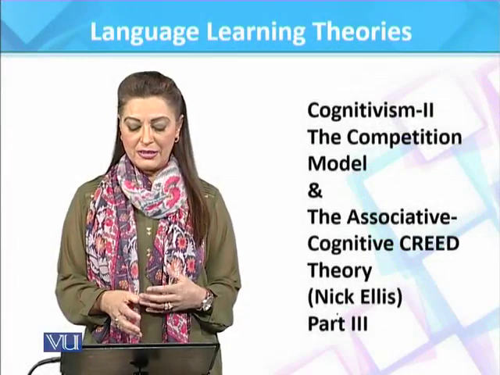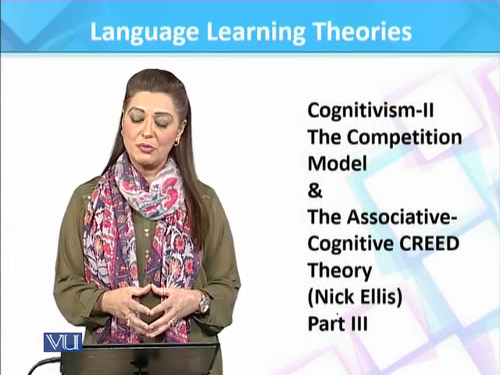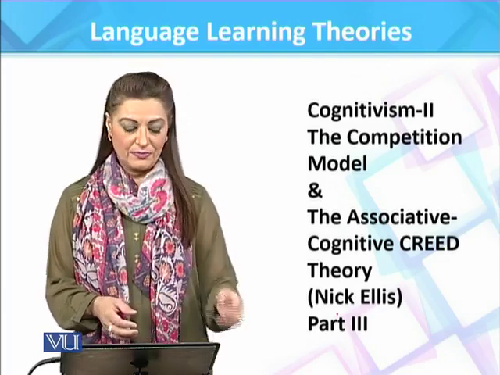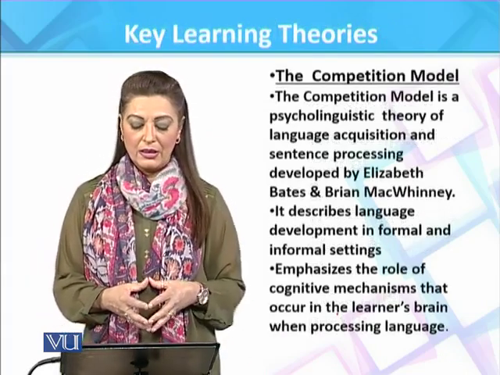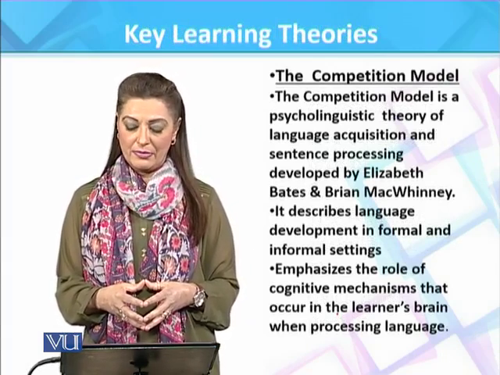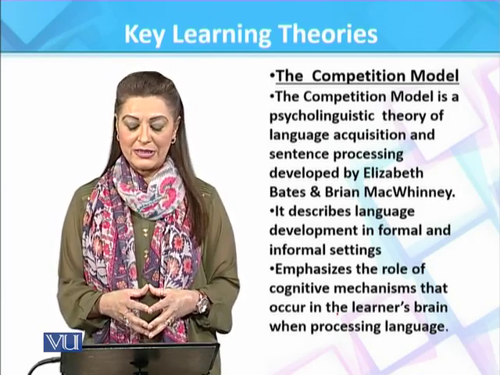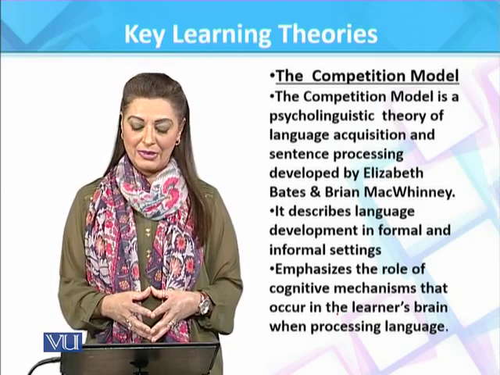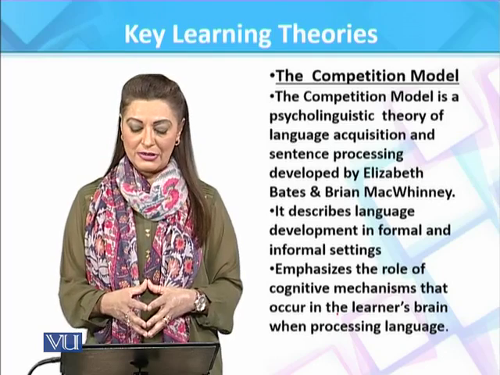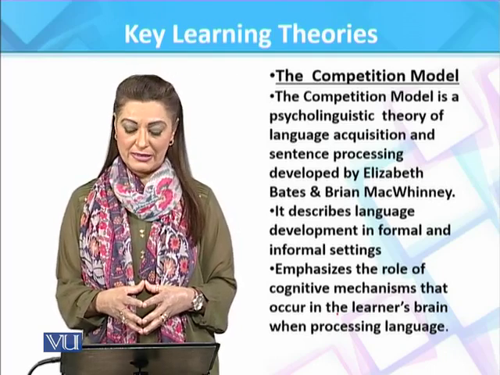Now we are going to discuss the third part of cognitivism, that is the competition model and the associative cognitive creed theory. The competition model is a psycholinguistic theory of language acquisition and sentence processing. It was developed by Elizabeth Bates and Brian MacWhinney. Both are psychologists, and they have a lot of contribution in the area of cognitive sciences.